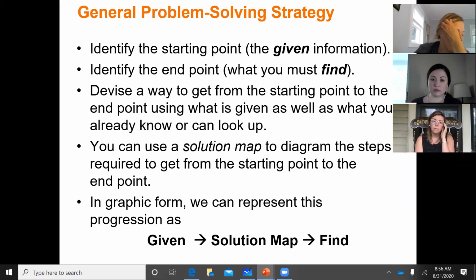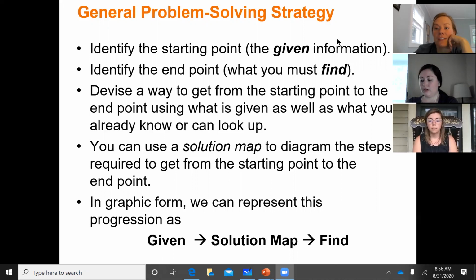General problem solving strategy, which I've already brought in: always identify where you're starting. What is your given information? Identify the endpoint. What are you trying to find? What does the problem want you to find? Try to devise a plan to get from the start to the end. That's where the critical thinking really comes into play. Maybe make a solution map. It can look something like this: here's your given, you've got a solution map, and then you find your answer.